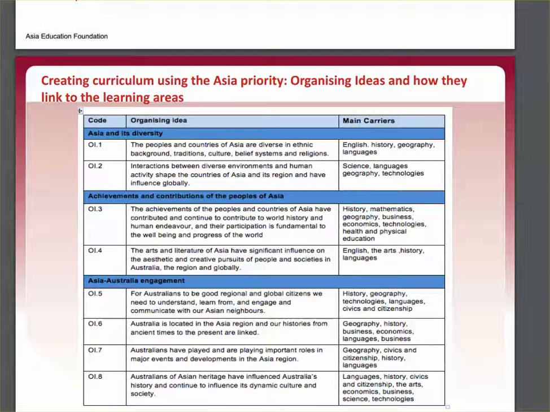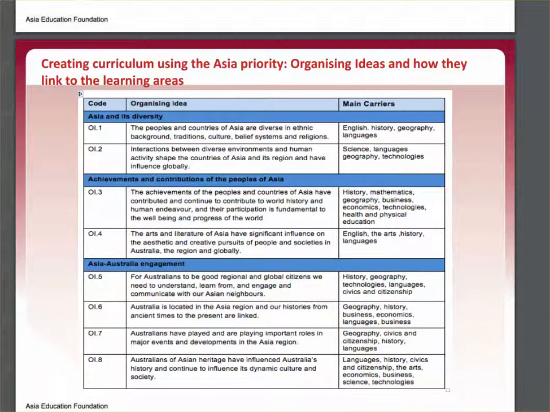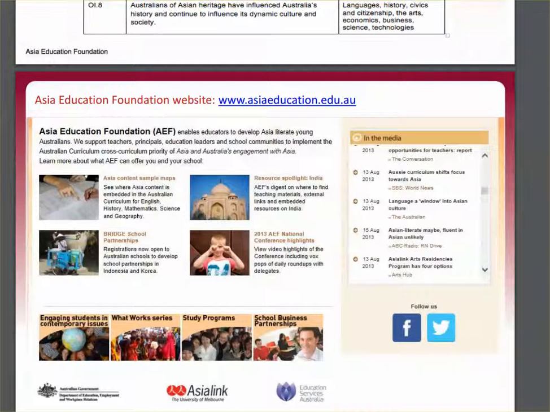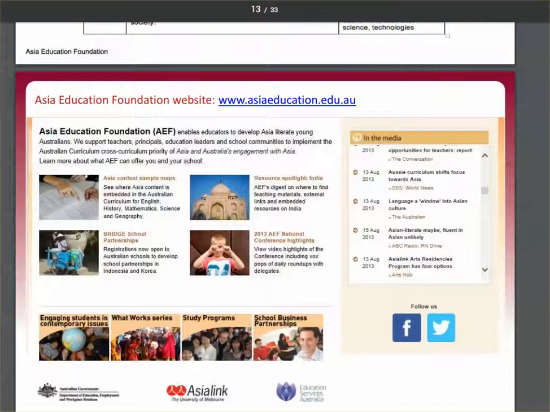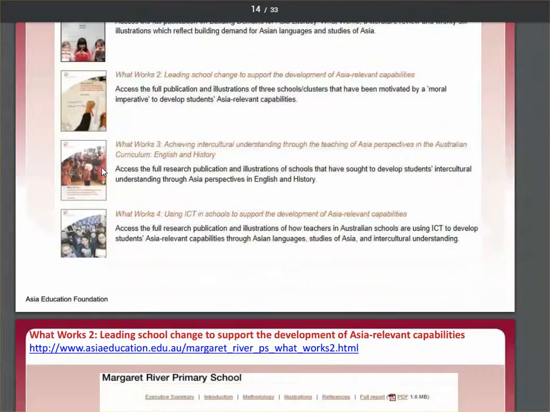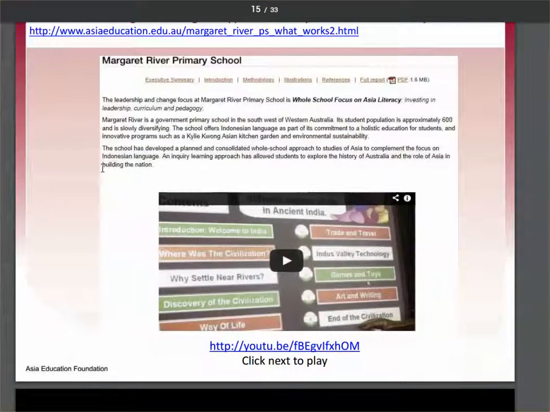Okay, creating curriculum using the Asia priority organizing idea. That's great. Did you actually read it? Have you read it, Miko? Mm, that's great.